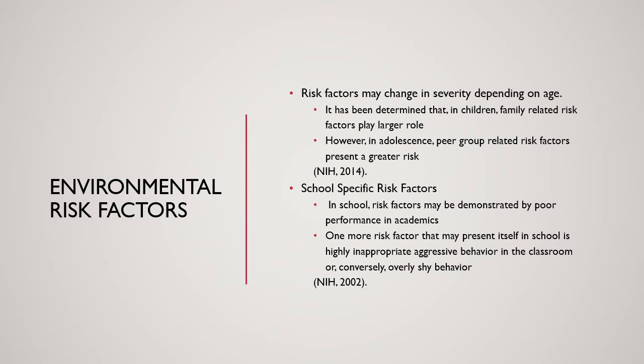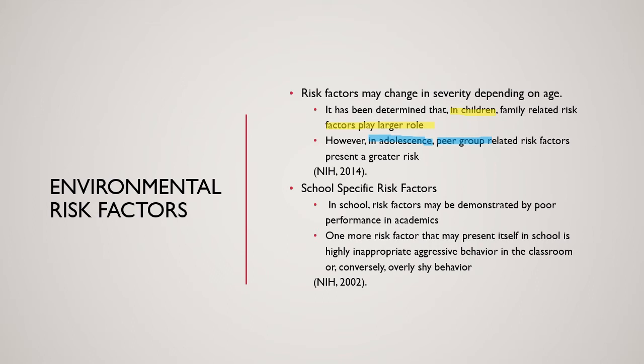Risk factors can change in severity depending on age. So it has been determined that with children, family-related risk factors play a larger role. However, in adolescence, as the individual gets older, peer group-related risk factors actually play a greater role. So as the individual gets older, the risk factor that is most severe or plays the largest role in determining the development of substance use disorder can actually change.